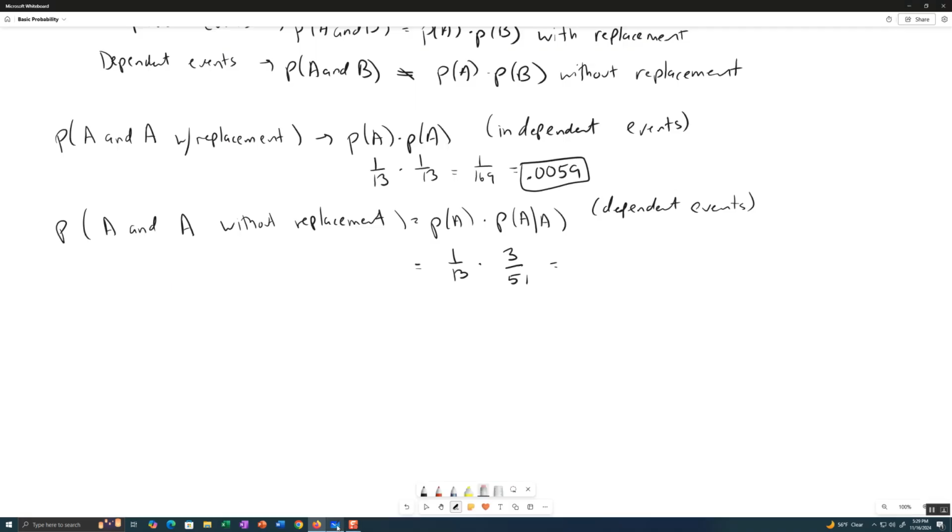0.0045. So it actually goes down. So that probability is less because we've taken that ace out of the deck than the previous problem.